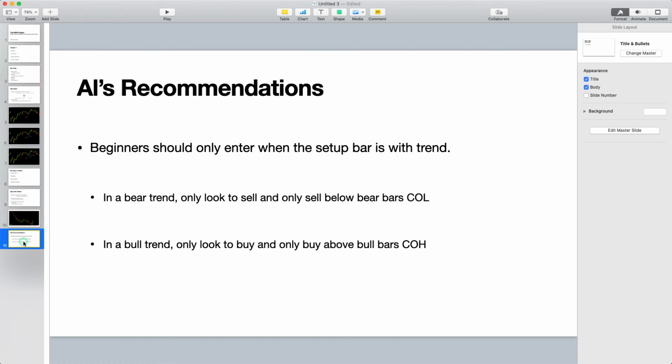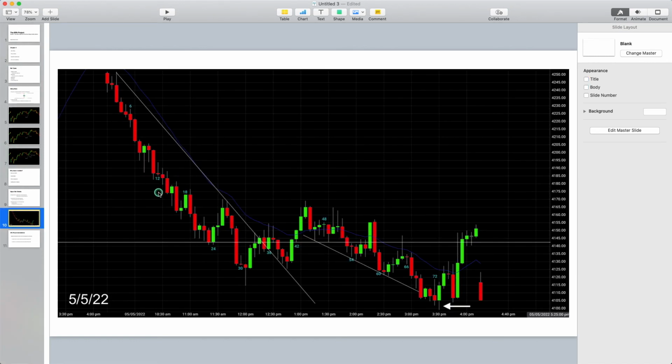And his recommendation in this chapter is that beginners should only enter when the setup bar is with trend. And so in a bear trend, only look to sell, and only sell below bear bars that are closing on their low. So for example, here in this bear trend, only look to sell, which is something I struggle with. Only look to sell, and only sell below bear bars closing on their lows. Pretty straightforward here because there are so many bear bars closing on their lows. That's just a strong and tight bear channel.